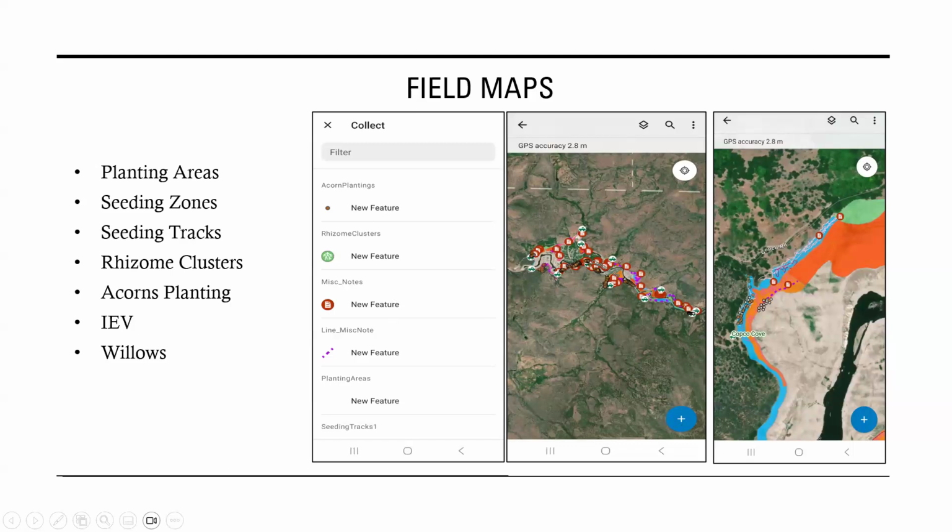One of the layers that they don't edit is planting areas and seeding zones. Those are what the ecologist makes prior to them going out in the field, so they know where they're planting seeds or planting acorns within these reservoirs. The ones that they do make edits and add are seeding tracks, the clusters, the acorn planting, the IEV, and willows. So these points are all of what they see in their Field Maps to know what areas they have completed already.